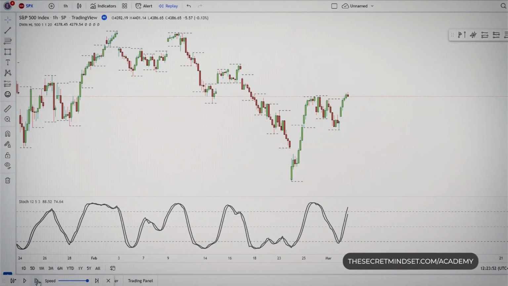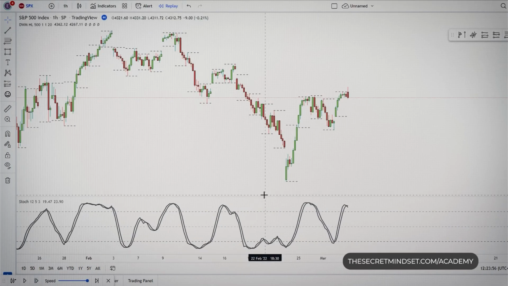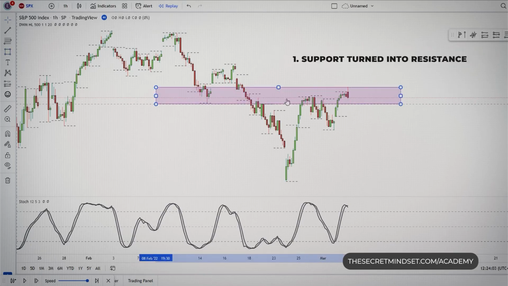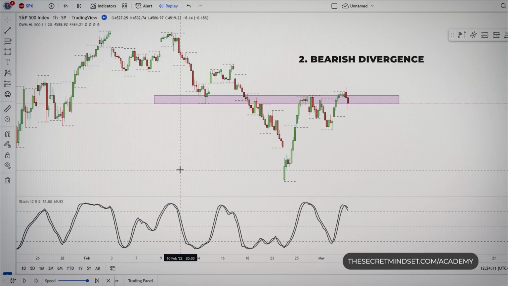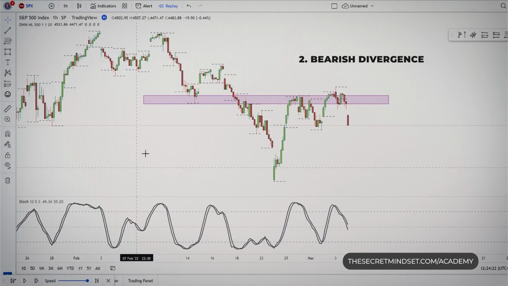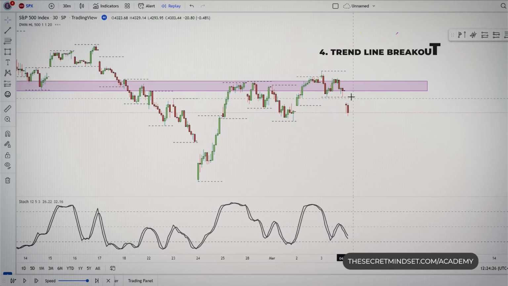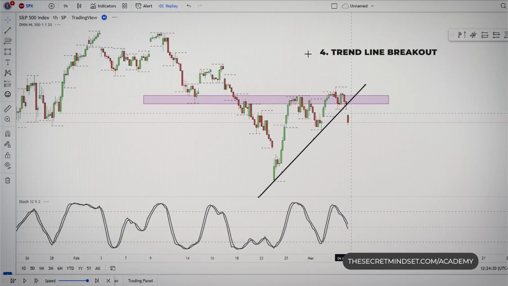And here's another example where our signal came at a major level. First, I see this previous support level, which turned into resistance. And there's our divergence, where Stochastic doesn't agree with price action. Price broke the previous day's low. We even had a trendline breakout, the third confirmation factor.